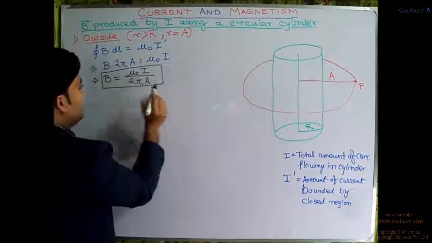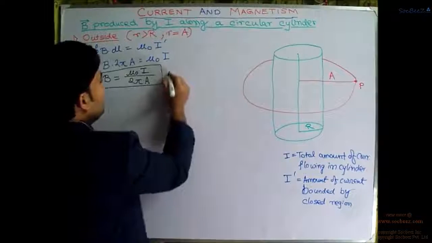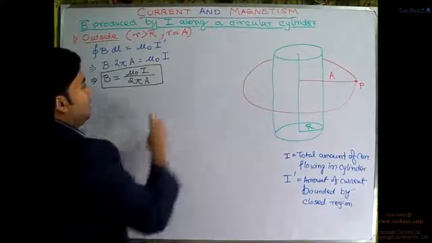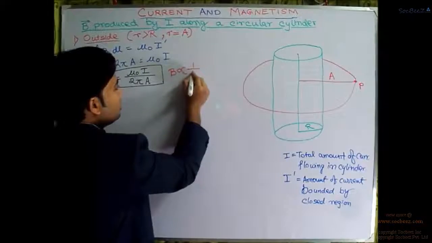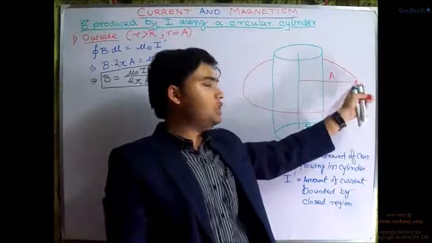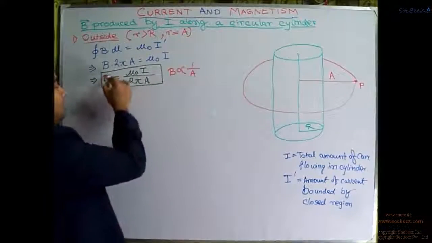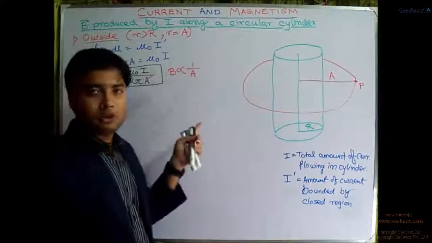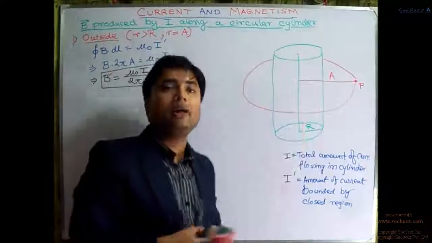With this relation, we can see over here that B is inversely proportional to the distance of this location of P. We have seen that, because over here B is on one side and A is in the denominator. So B is inversely proportional to A. This is the first case, when this point is lying outside this cylinder.